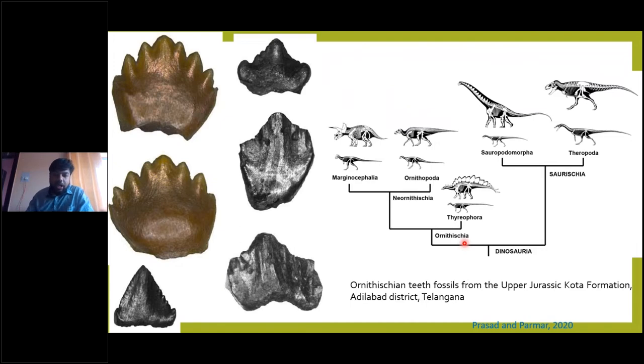Also, a few teeth were described just a few years ago from the Upper Jurassic Kota formation of Telangana, which belong to the Ornithischian clade. So up to now, what we were mostly getting is from the theropod clade, the basal saurischians, and sauropodomorpha, so we were restricted to this particular group of dinosaurs. But after the discovery of these fossils, we came to know that there were some dinosaurs during the Jurassic period in India that belong to this clade. It may belong to some stegosaur, ornithopod, or pachycephalosaur, but we are not very sure about them. But we are sure that they must belong to some ornithischian dinosaur.